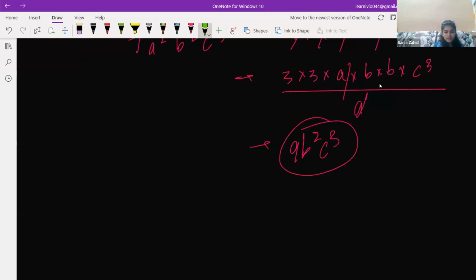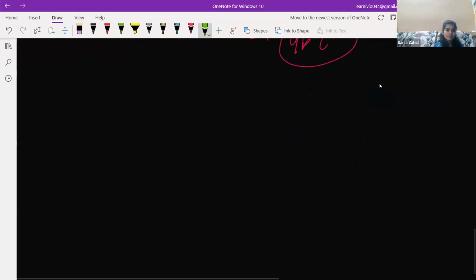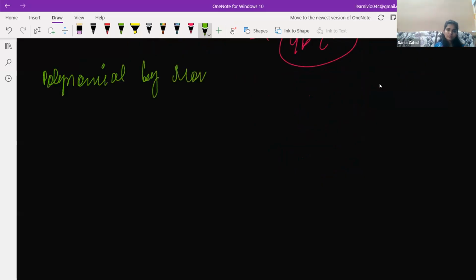Okay, now we have dividing a polynomial by a monomial. So what is a polynomial basically? Ma'am, a polynomial is a term with more than one expression. Sorry, it's an expression with more than one term.